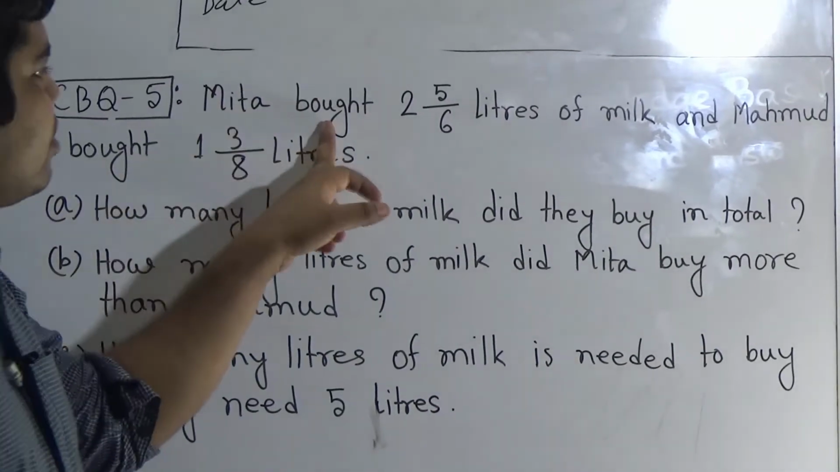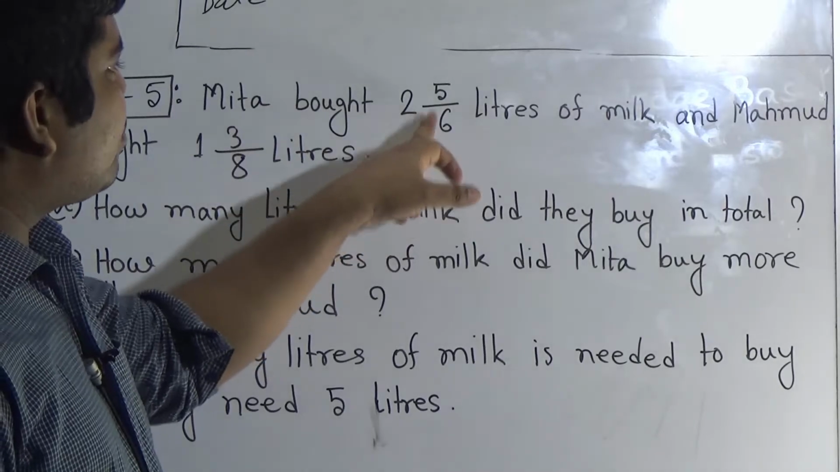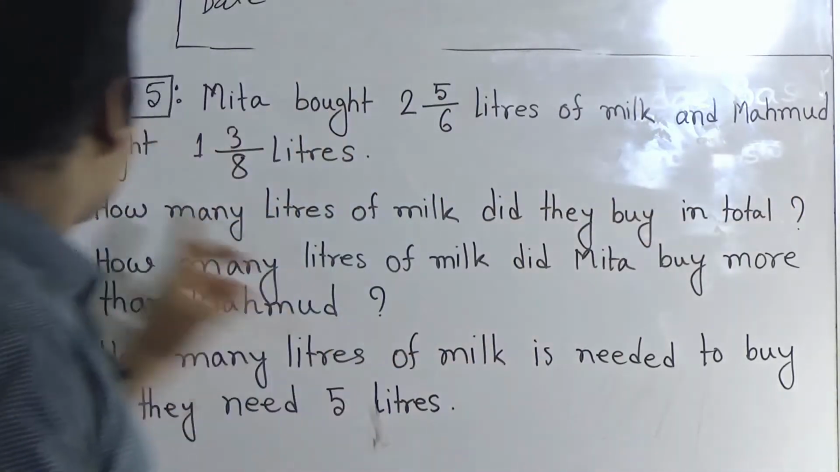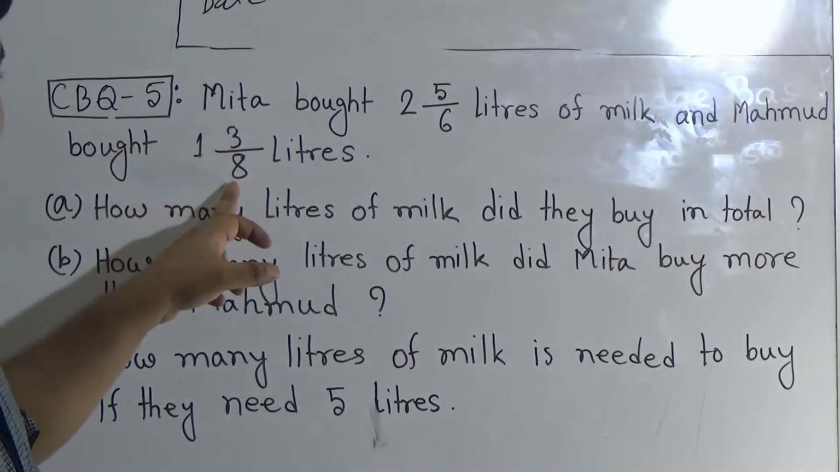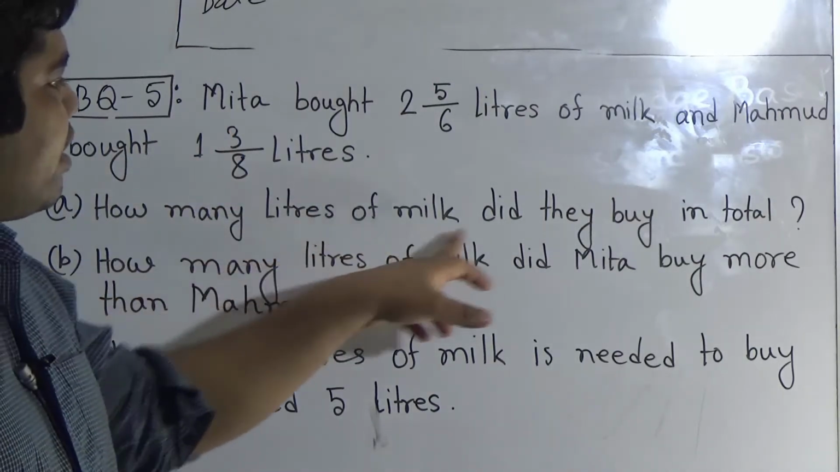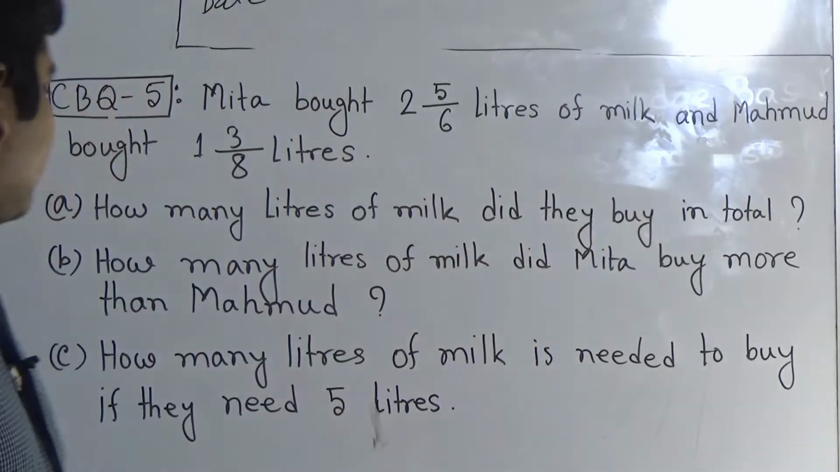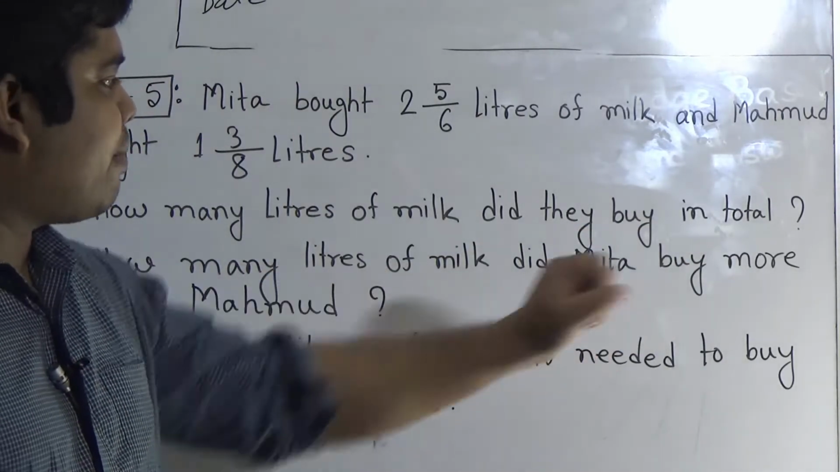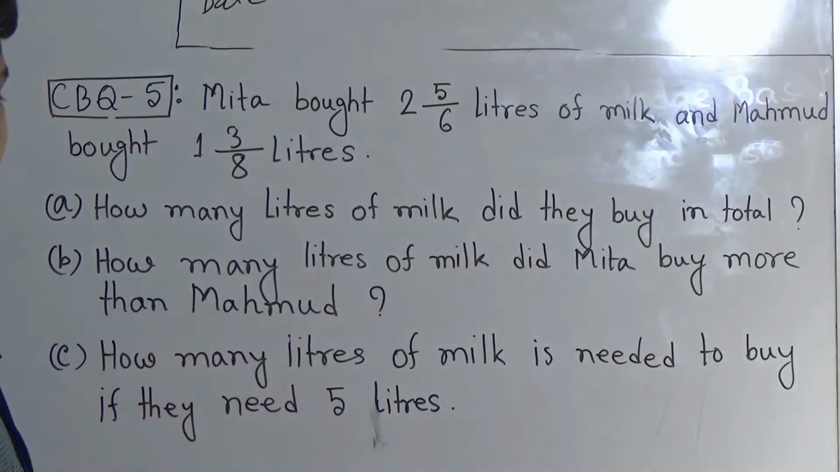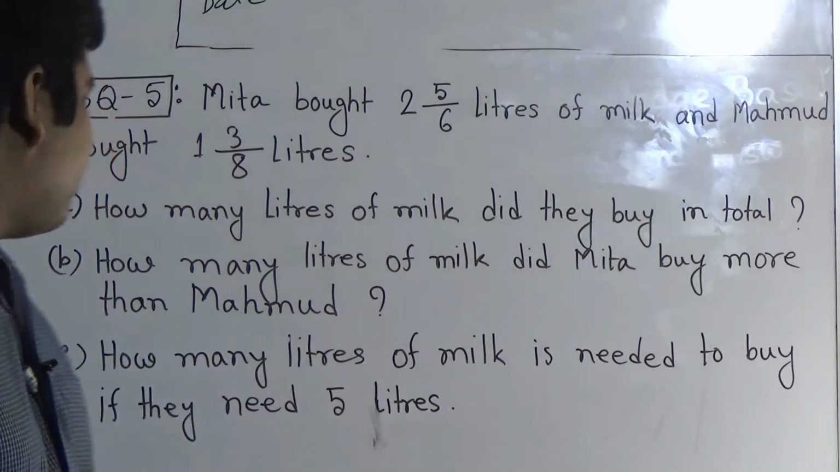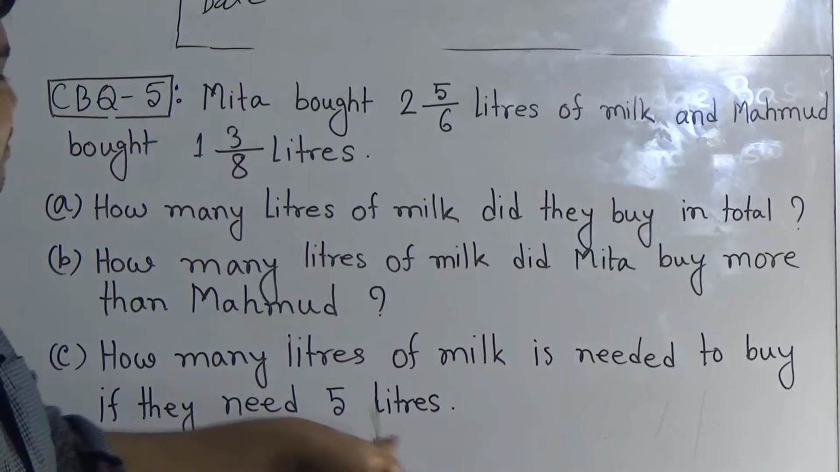Mita bought 2 5/6 liters of milk and Mahmud bought 1 3/8 liters. A: How many liters of milk did they buy in total? B: How many liters of milk did Mita buy more than Mahmud? C: How many liters of milk is needed to buy if they need 5 liters?